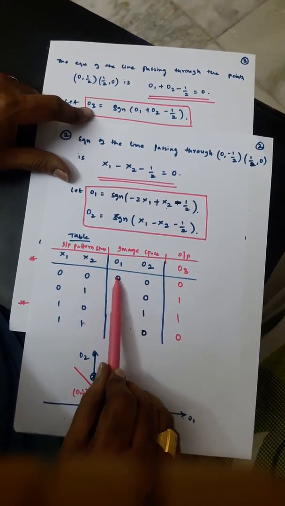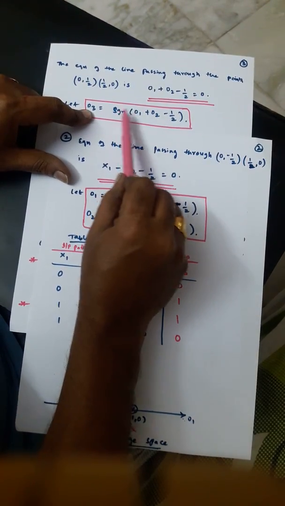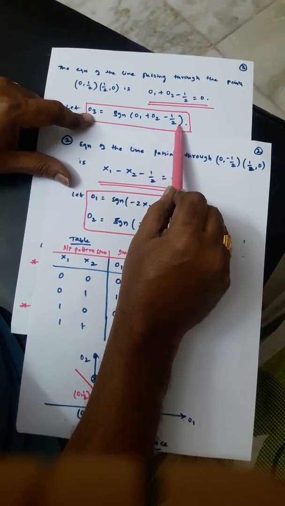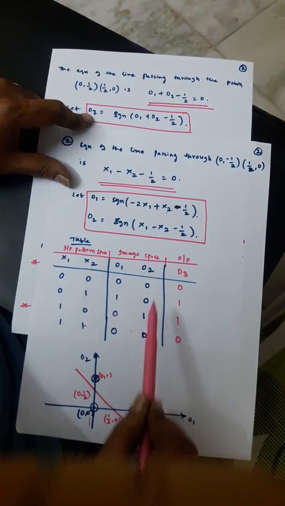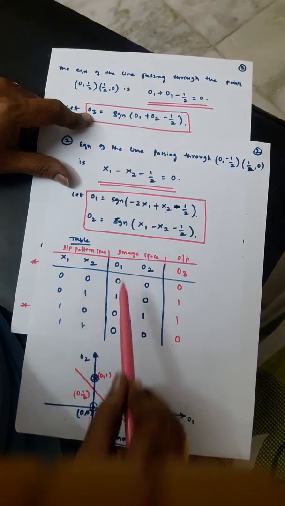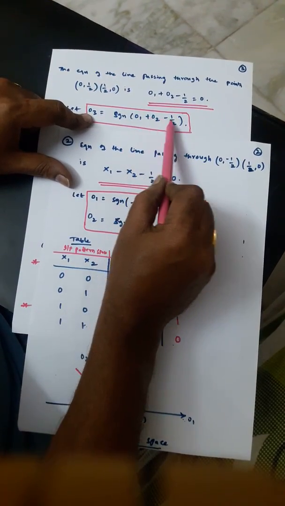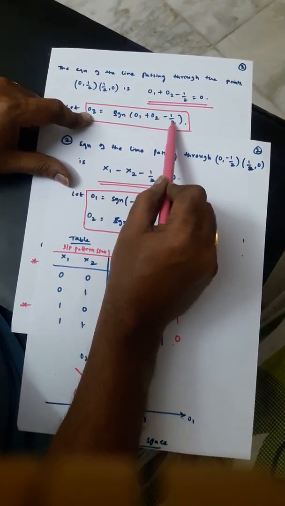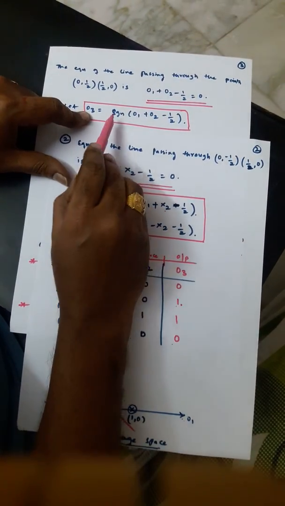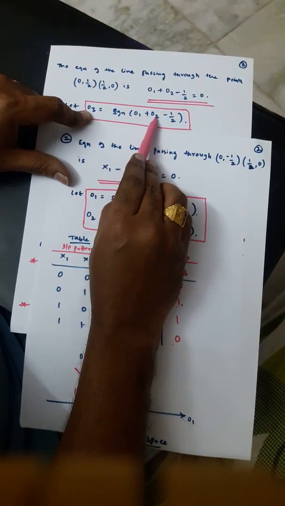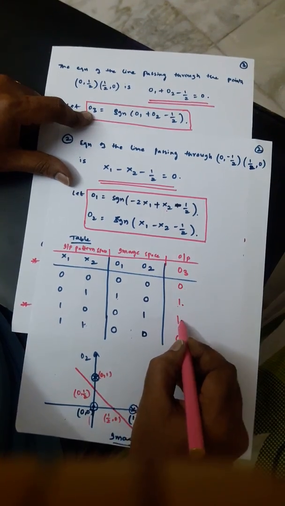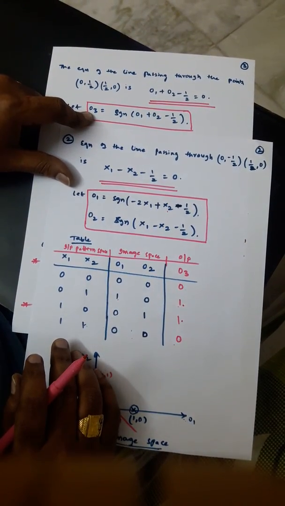O1 and O2 are 0 0. For 0 0 as input, signum of 0 plus 0 minus 1 by 2, that is signum of minus 1 by 2, which is nothing but 0. When 0 0 is input, the output is 0. Got it? When 1 0 is the input, 1 plus 0 minus 1 by 2, that is signum of plus 1 by 2, which is 1. And for 0 1 as input, 0 plus 1 minus 1 by 2, that is plus 1 by 2, so signum of plus 1 by 2 is 1.